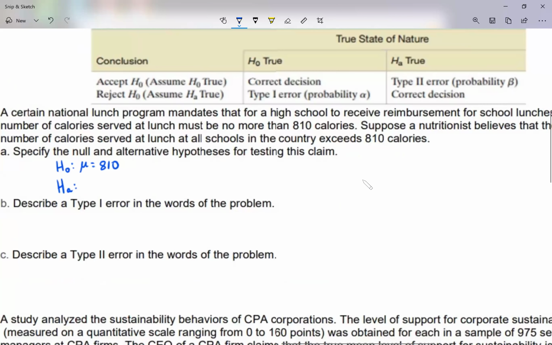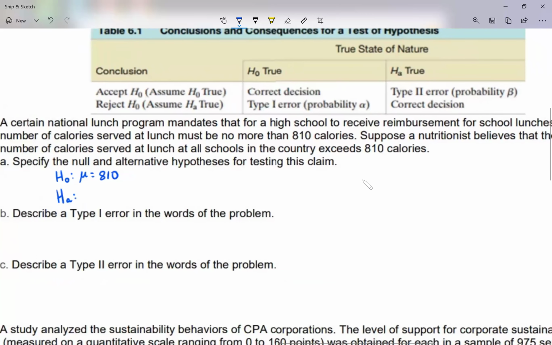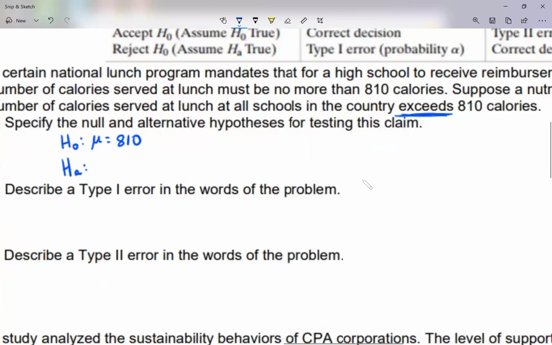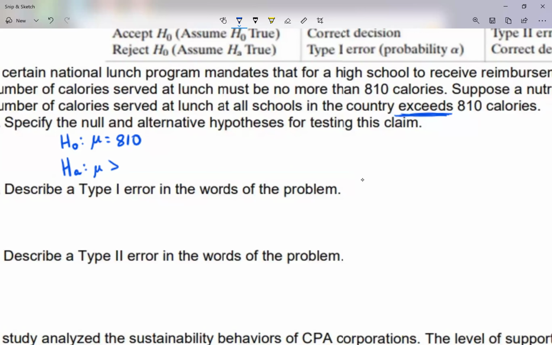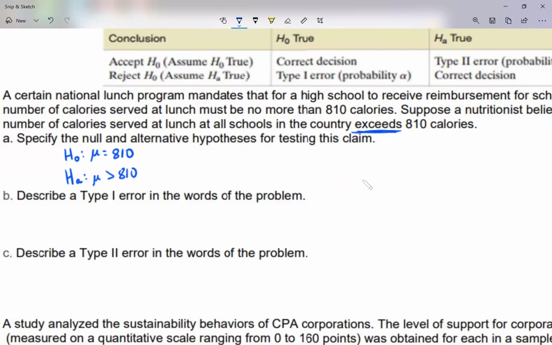But I'm running a test, right? Someone believes that the true mean of calories served at lunch exceeds 810. Exceeds. What does that mean? Exceeds, that is more than, right? Exceeds is that it's bigger than 810. So the alternative hypothesis, I'm going to write this as mu is greater than 810. So I have the null hypothesis and I have the alternative hypothesis.